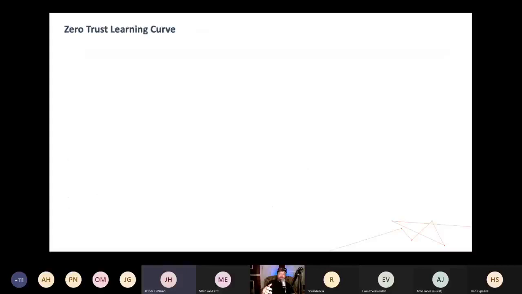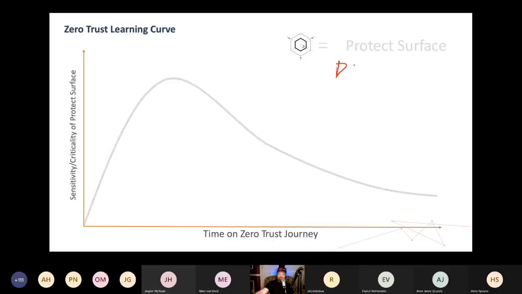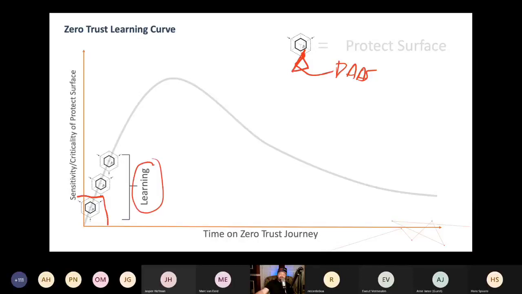So, where do you start? This is where the zero trust learning curve comes into play, where we look at the sensitivity or criticality of a protect surface over the time on the zero trust journey, and we look at this curve on a per protect surface basis. Just as a quick reminder, each protect surface contains a single DAS element. Early on, we're going to focus on something that is low sensitivity, called a learning protect surface. You need a safe place to learn how to do this.